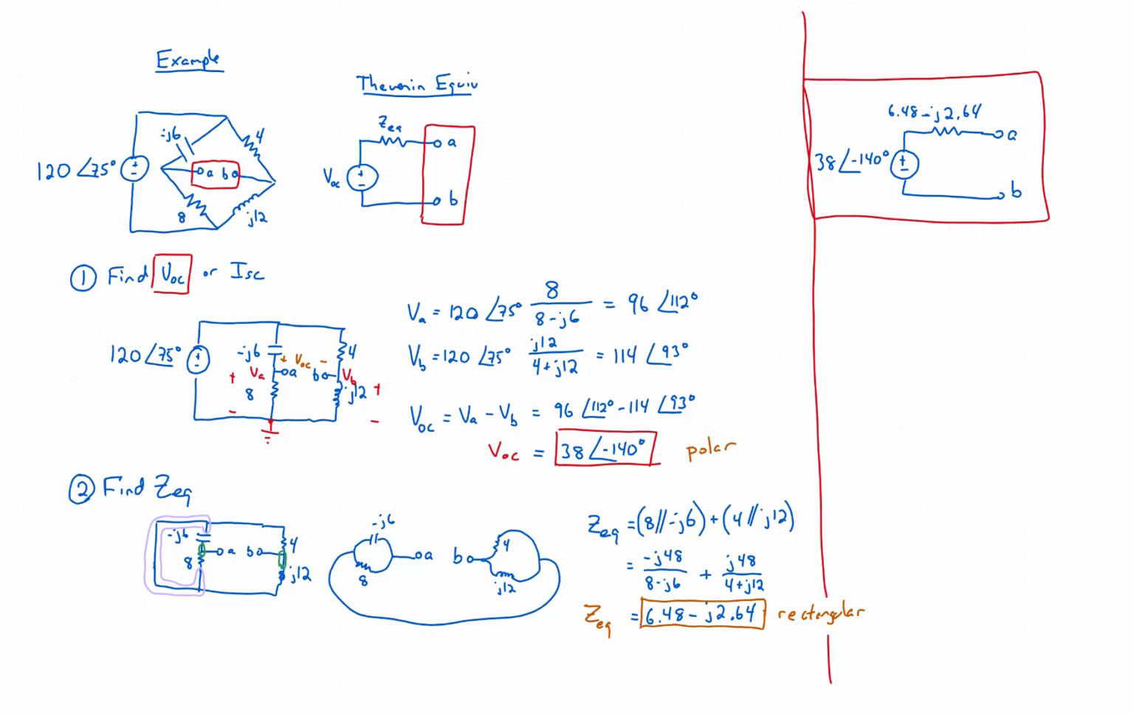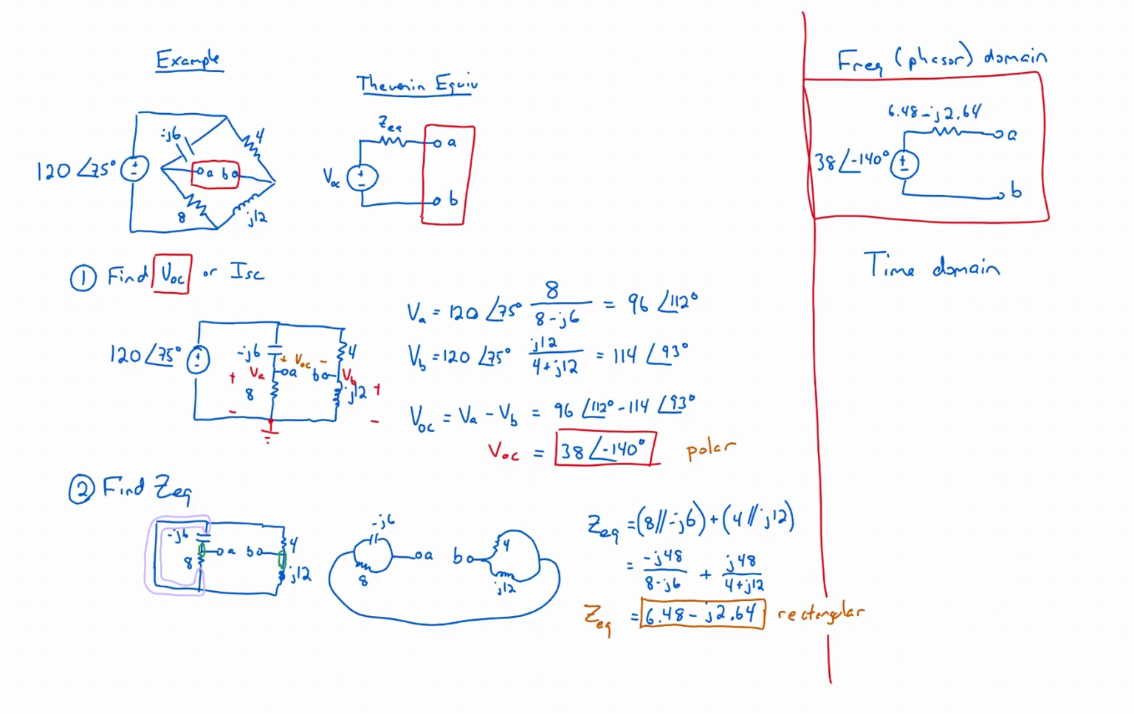Now, you wouldn't be wrong if you wrote this source in rectangular notation, or if you wrote this impedance in phasor notation. It's just the standard to write it as I've done it. Why do we do it that way? It's because let's say we wanted to take it out of the frequency domain and put it into the time domain. It's easy to convert this phasor into the time domain. This one requires a little bit more thought.